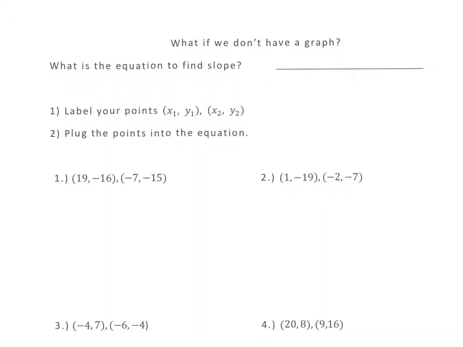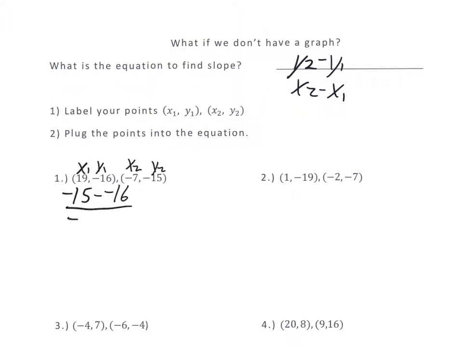So what if we don't have a graph? One more time, what's the equation for slope? We already found this, but let's try again. y2 minus y1 over x2 minus x1. We're going to label our points again. So I have x1, y1, x2, y2. Now we're going to plug that in. Like I said, we're doing the same exact thing again. So I have negative 15 minus negative 16 over negative 7 minus 19. So those become positives. So I have 1 over negative 26.